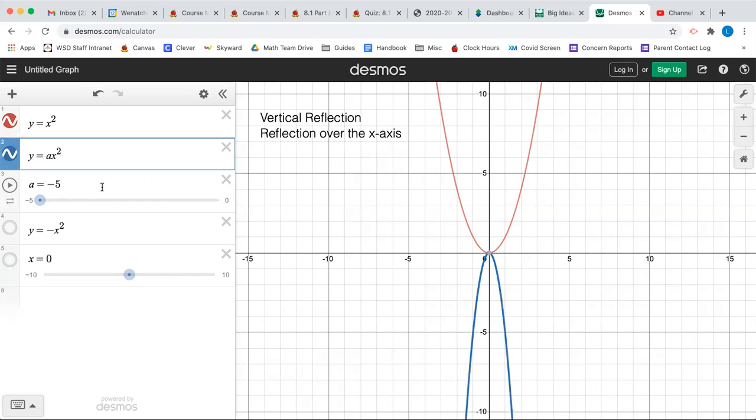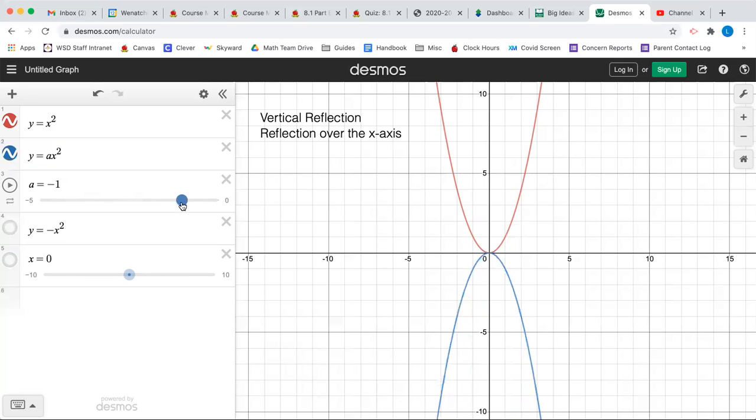Anyway, back to the parent function. And if we make our a value between -1 and 0, so we go back and we're back to -1, this is just a mirror of our parent function now. If it's between -1 and 0, as you can see, it too becomes wider. So it's just like what we had before.